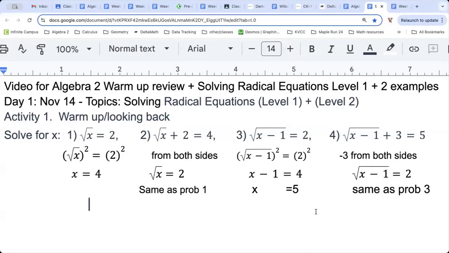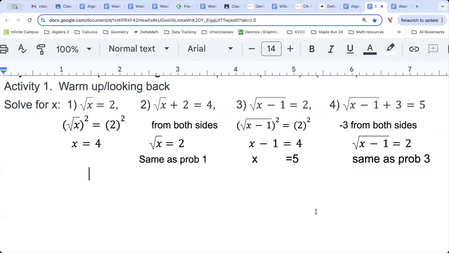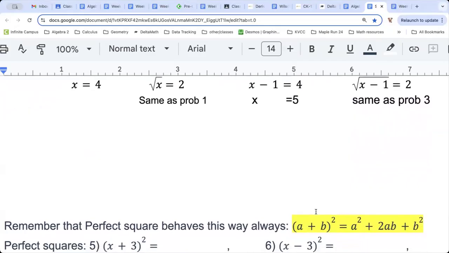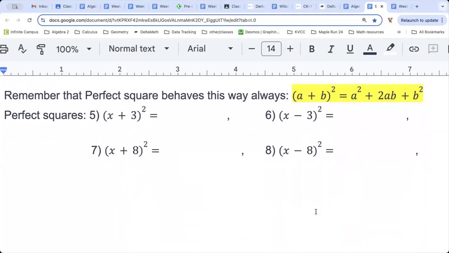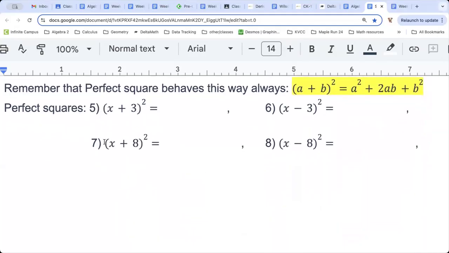And you will be practicing the exact same routine on solving problems later. But before we look at examples, we want to review how to complete the perfect squares. As you know, (a + b) squared is always equal to a squared plus 2ab plus b squared. If you carry that out, the answer should be x squared plus 2 times x times 3, which is 6x, plus 3 squared, which is 9.